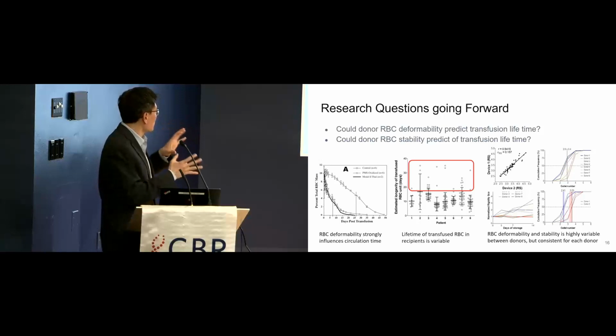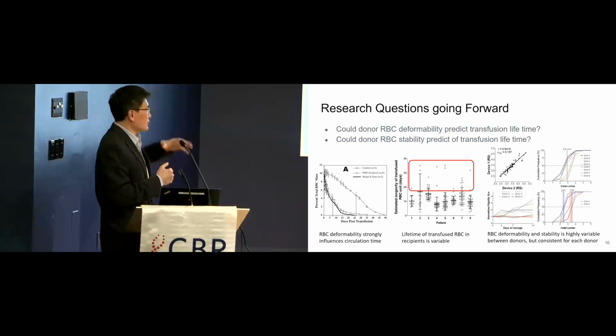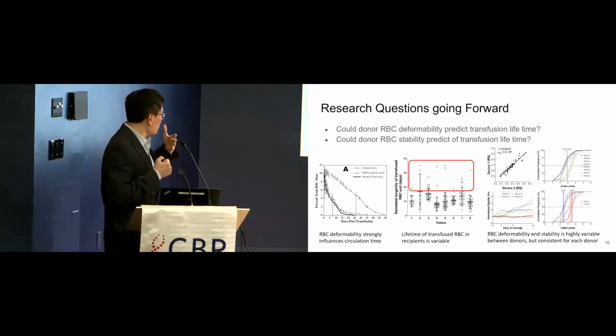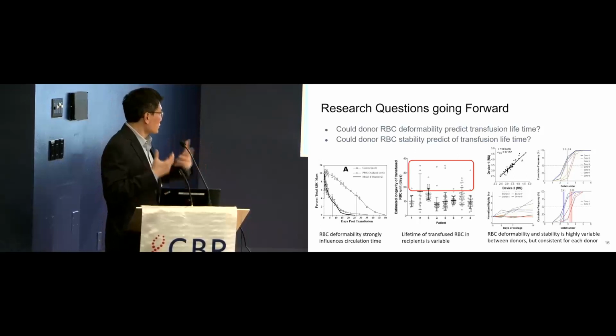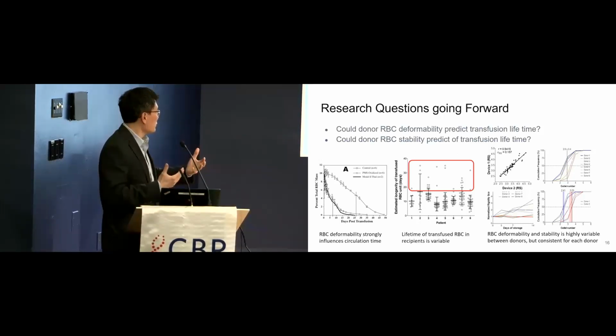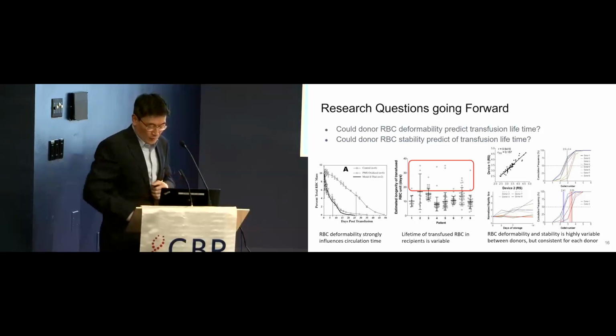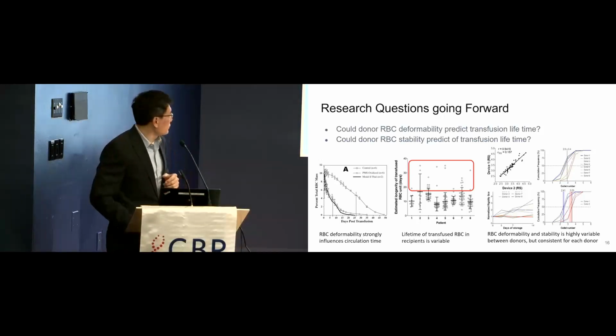So this is sort of a miniature summary. Red blood cell deformability seems to be very strongly correlated with circulation time, and not all units circulate for the same amount of time. There seems to be a lot of variability, even just from the simple data. And once you have a stable, consistent and reproducible way of measuring red blood cells, you can start to discover differences between donors.